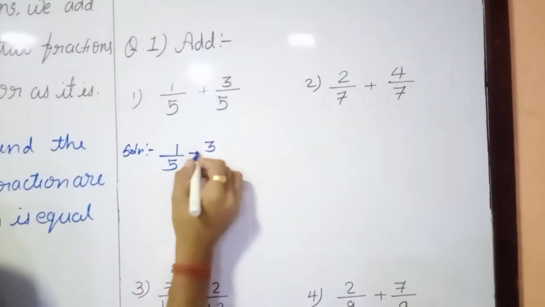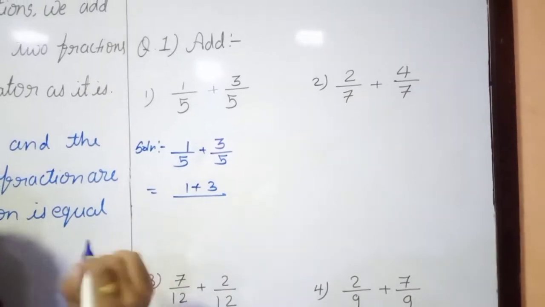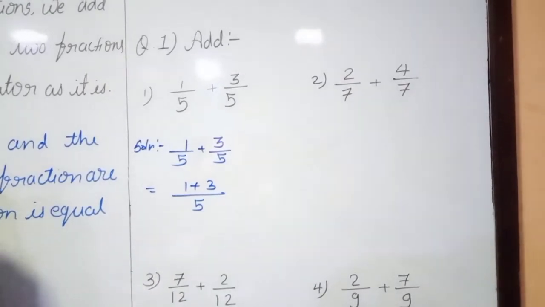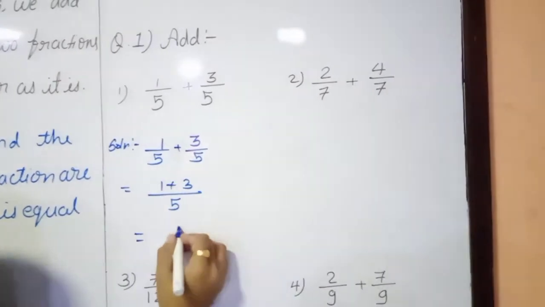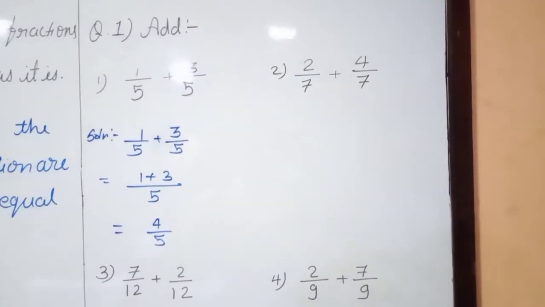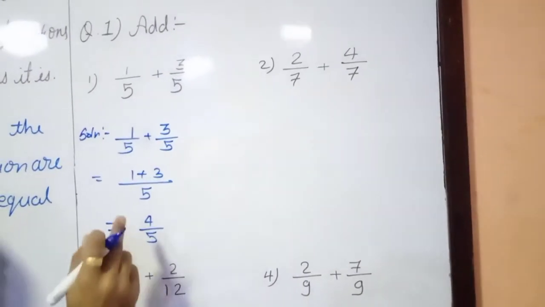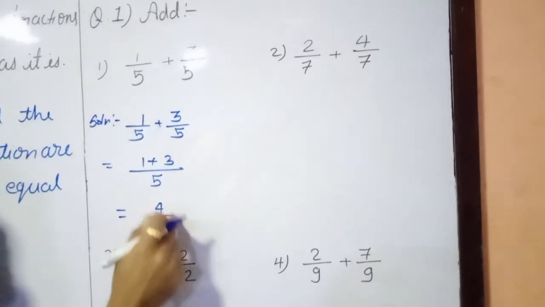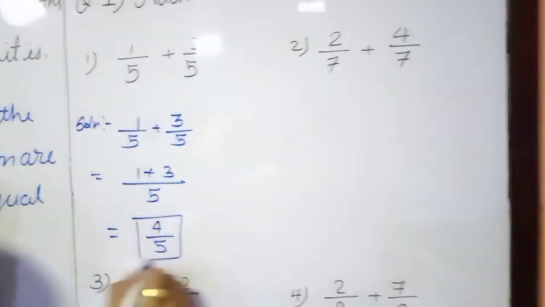1 upon 5 plus 3 upon 5. 1 plus 3 in the numerator, and in the denominator take the common 5 as it is. So it will become 3 plus 1, 4, and in the denominator 5. Is it possible to do the cancellations? No. Is it possible that the numerator and the denominator are the same? No. So it becomes the answer.